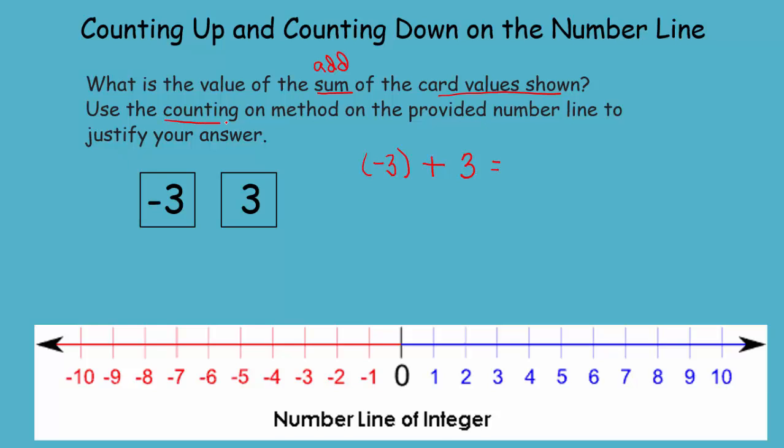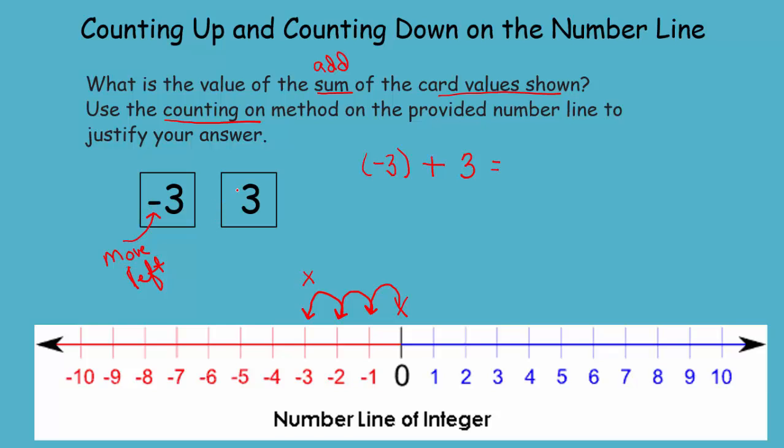It says use the counting on method on the provided number line to justify your answer. Counting on method, I always start at 0. If the first number is a negative, negative means move left. So from 0, I'll be moving left 3 units. 1, 2, 3 units to the left, and I end up at a -3.